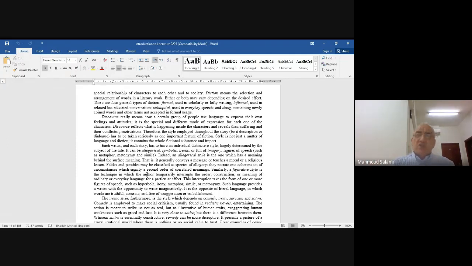Like, for example, as I told you, the story called A Rose for Emily. Why do you think the writer used the word rose here? A rose, of course, is here a metaphor. He's using a figure of speech. But of course, not just in the title, there are many things in the story itself which would mean something else. And this is the kind of meaning which is meant at the end of the day. So this interruption takes the form of one or more figures of speech, such as hyperbole or irony or metaphor or simile or metonymy and so on. So really, this is all about what we call style.